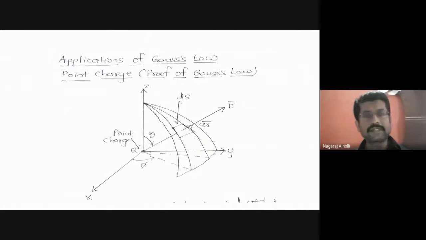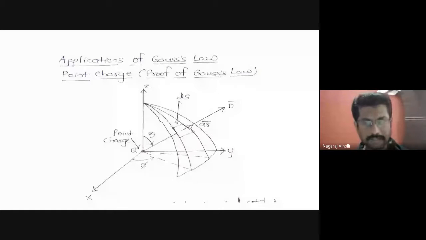We'll be discussing applications of Gauss law. The first application is to the point charge, that is, the charge existing in the form of a point charge. Line charge means it is on a complete line, a line of charges. Surface charge means it is lying on a surface. Volume charge means it is lying in a volume. These are the various types of charge distributions. First, we will take up the point charge, and then we will discuss the proof of the Gauss law as related to the point charge.